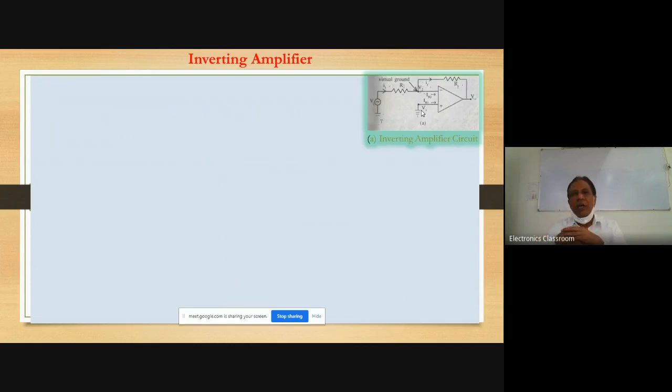To understand the difference between the ordinary ground and the virtual ground: the ordinary ground is nothing but the point which draws infinite current from any source and which has 0 volt potential.